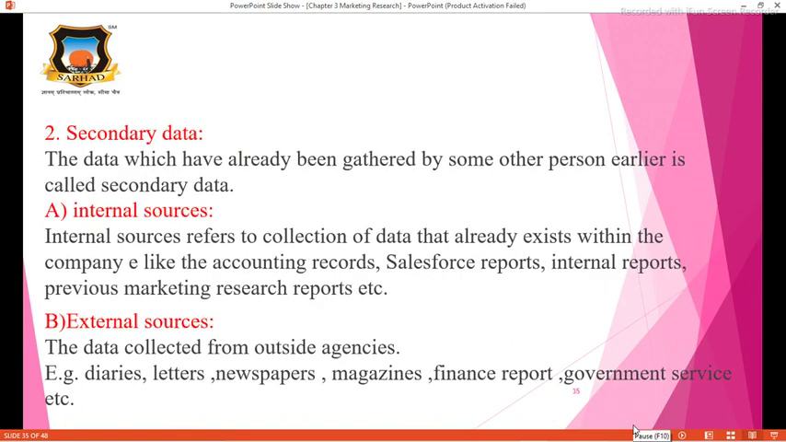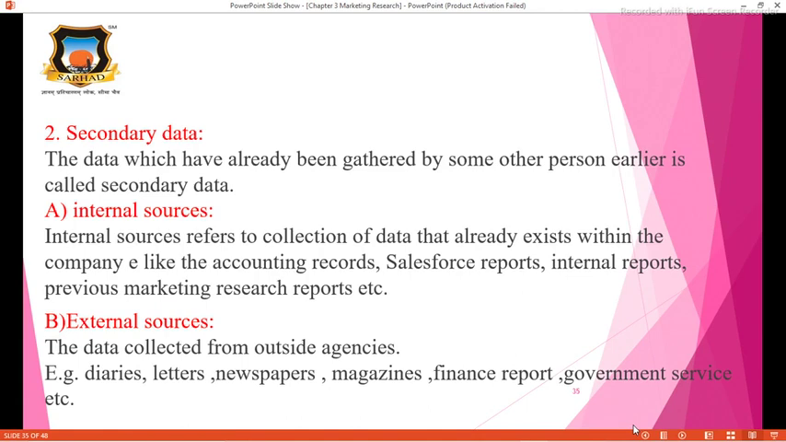The second method is secondary data. Data which have already been gathered by some other person earlier is called secondary data. It is already published by other people. Again, secondary data is divided into two parts: one is internal sources and the other is external sources.